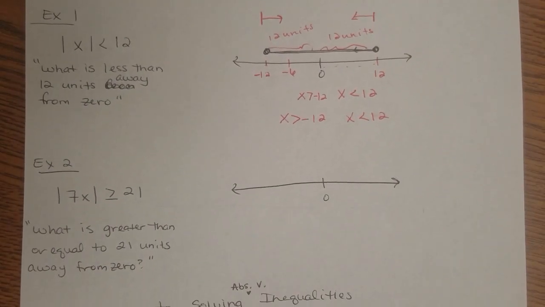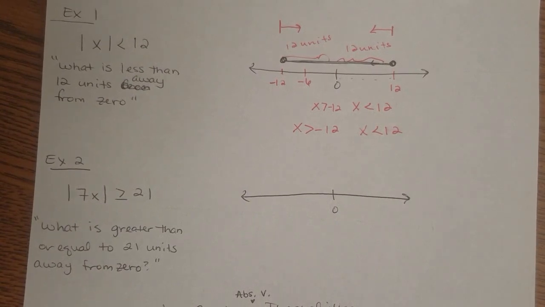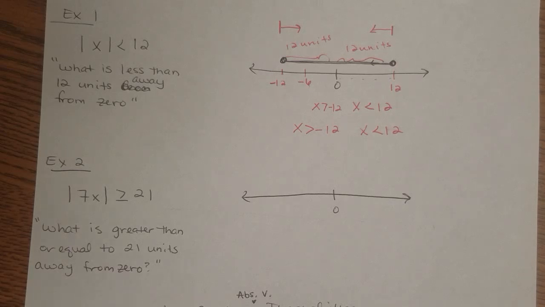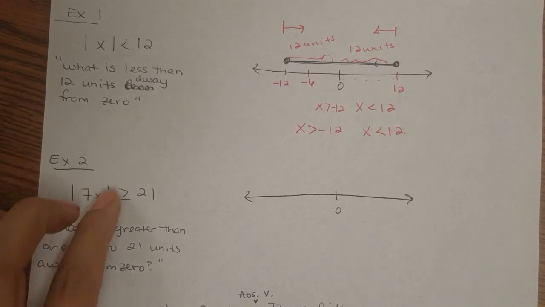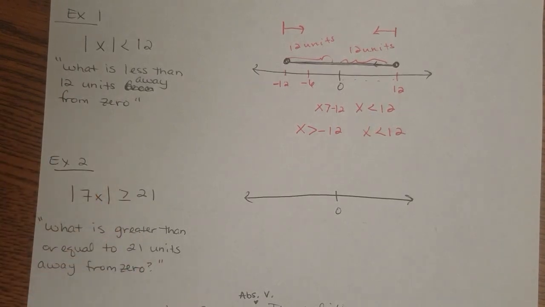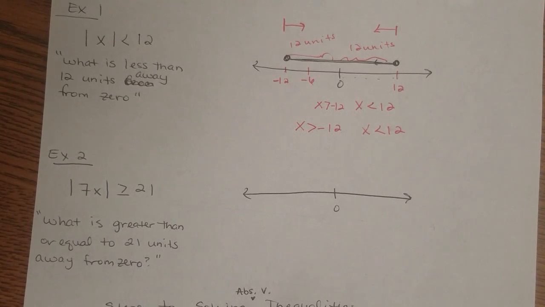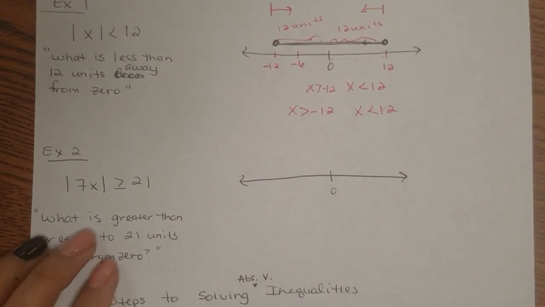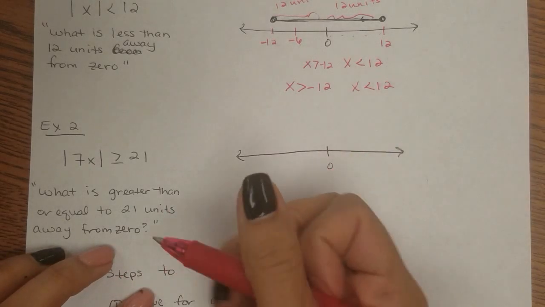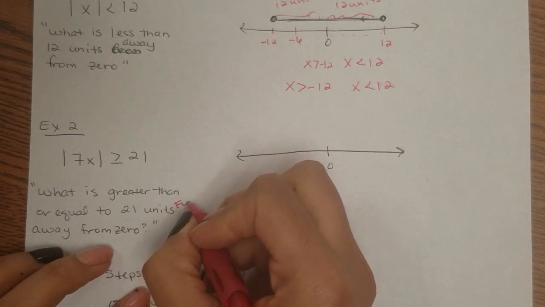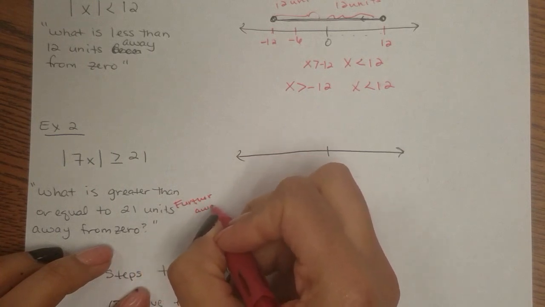My next example that I have for you here is the absolute value of 7x greater than or equal to 21. So what we're asking you, what numbers are greater than or equal to 21 units away from 0? So we're not even going to worry about this 7x on the inside. We know the absolute value of something is greater than or equal to 21 units away from 0. So greater than or equal to 21 units away, it's going to be further. So 21 units further away. Okay, so going further out.